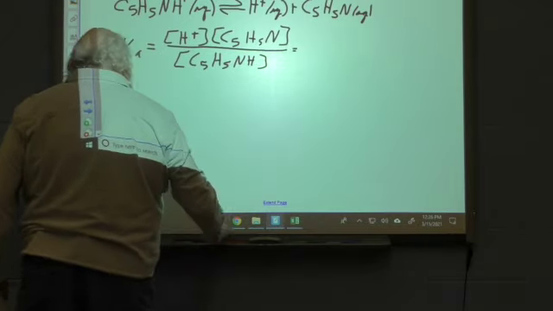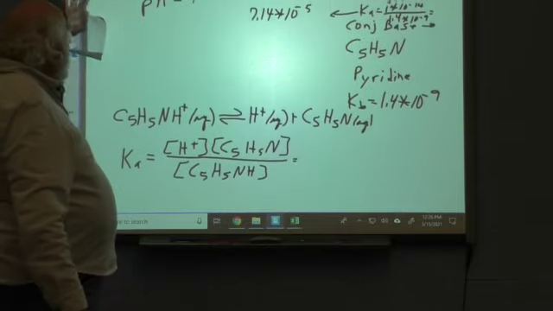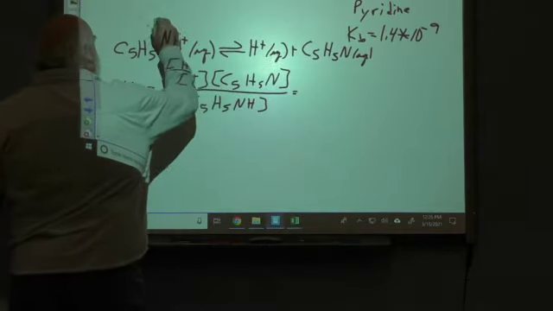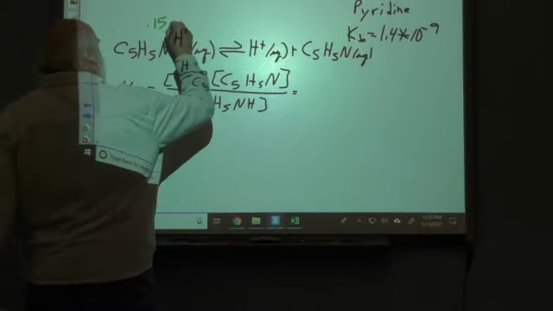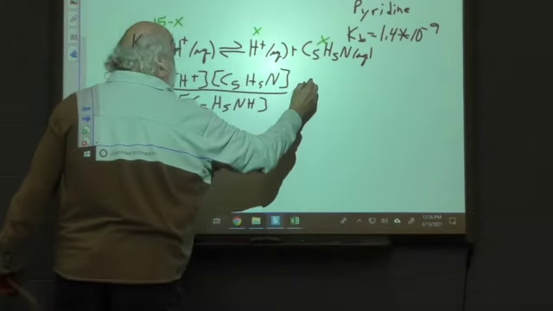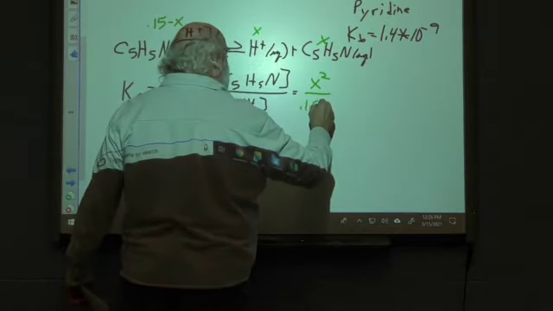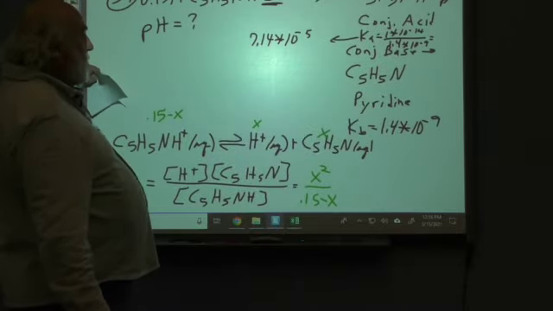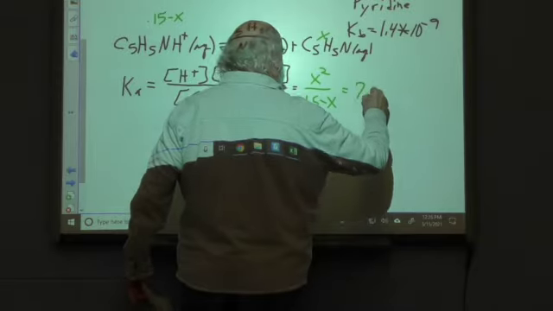Okay? And we are given in this problem, let's see here, I think it's 0.15 molar. Yes, it is. So this is 0.15. We're doing a little mini ICE table with a little ice cube. X minus X there, X and X here. So this can become x squared over 0.15 minus x equals the Ka, which is 7.14 times 10 to the negative 5th.